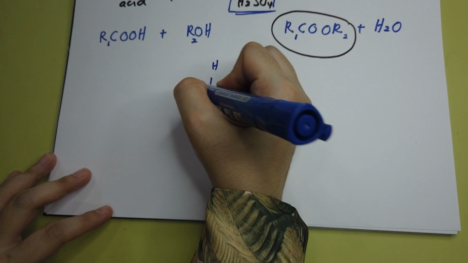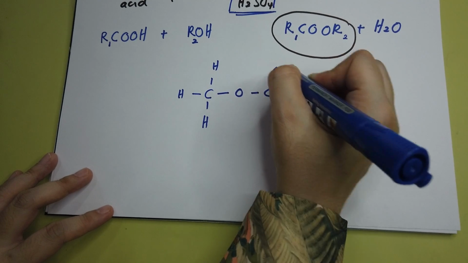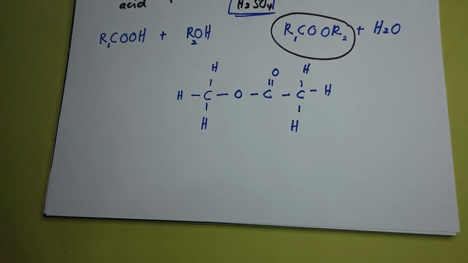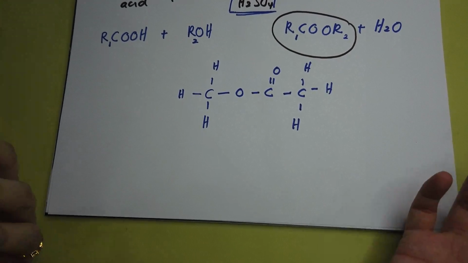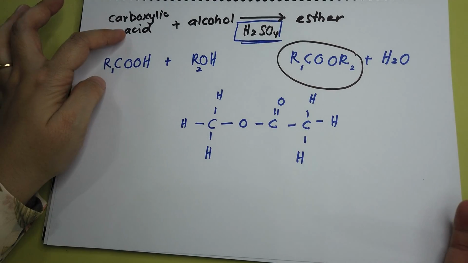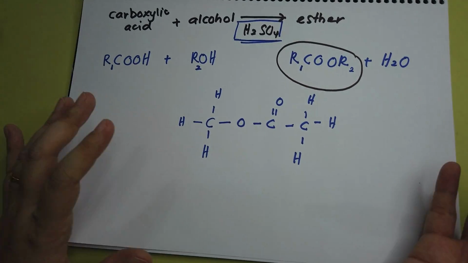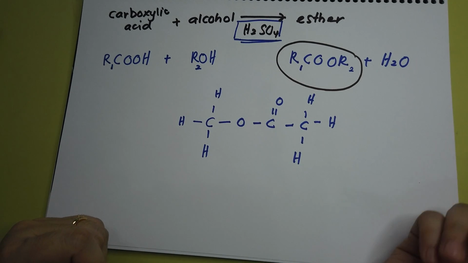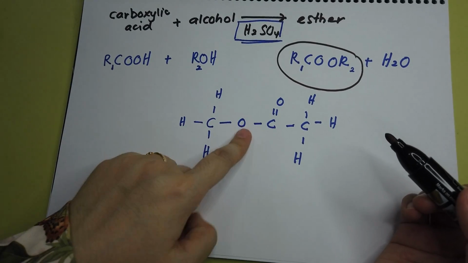CH3, O, C double bond O, C, CH3. Which part of it is from which reactant? We have two reactants altogether: your carboxylic acid and the alcohol. If you look at this ester, which part is from the carboxylic acid and which part is from the alcohol? You look at the O, not the double bond O, but the single O. This is your guide.